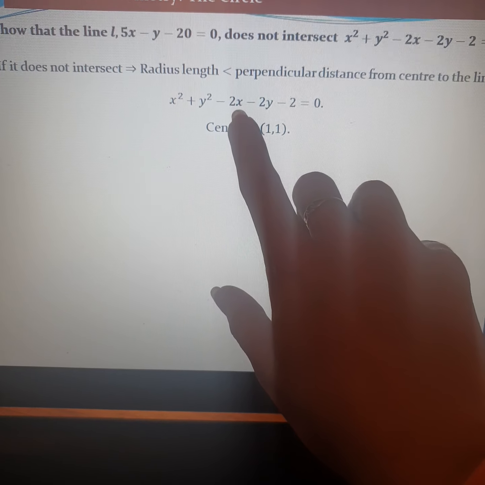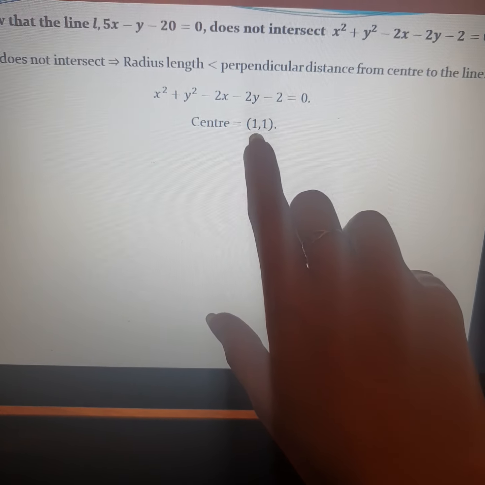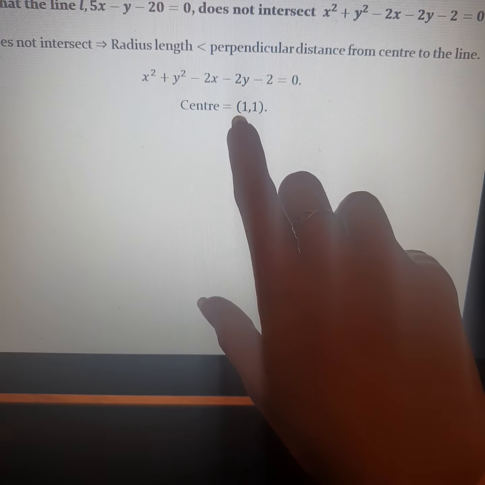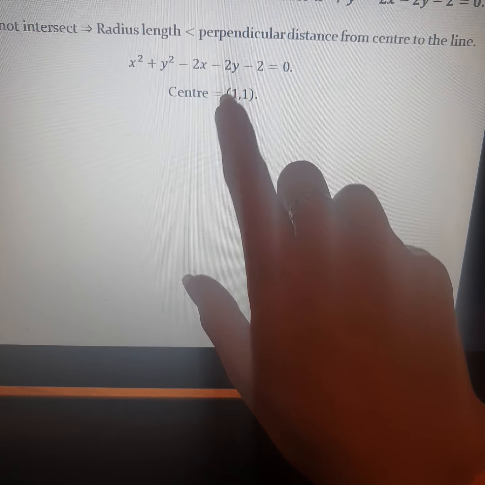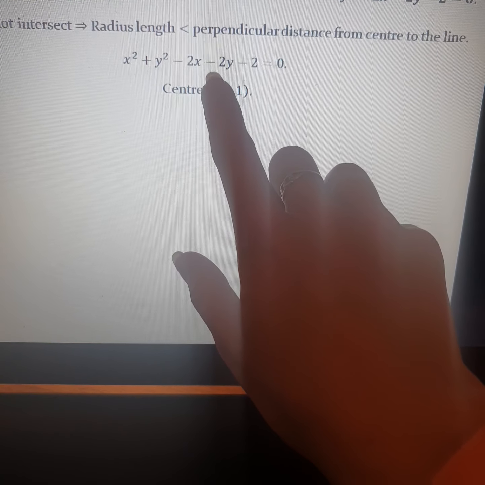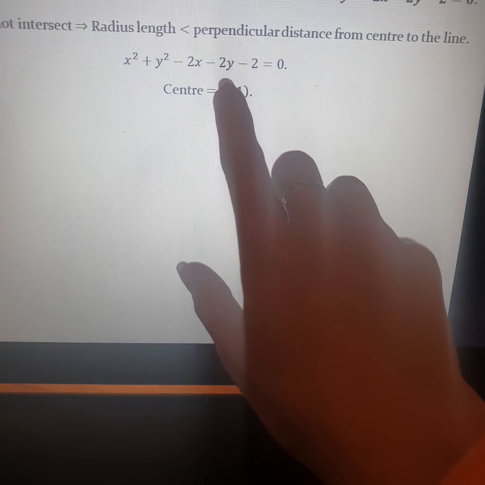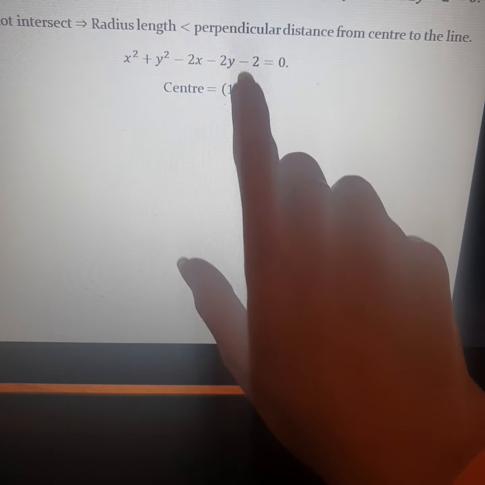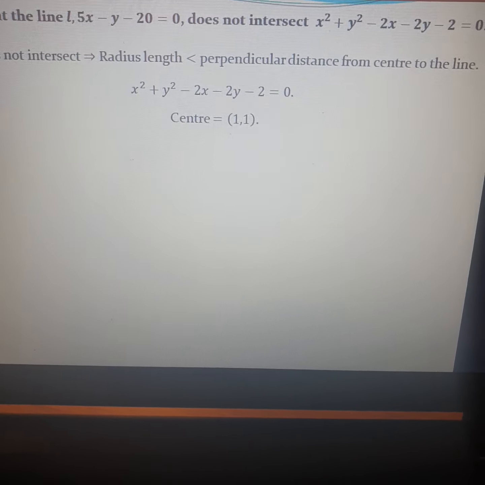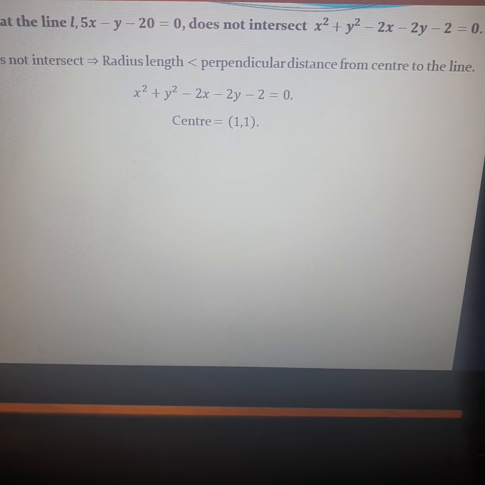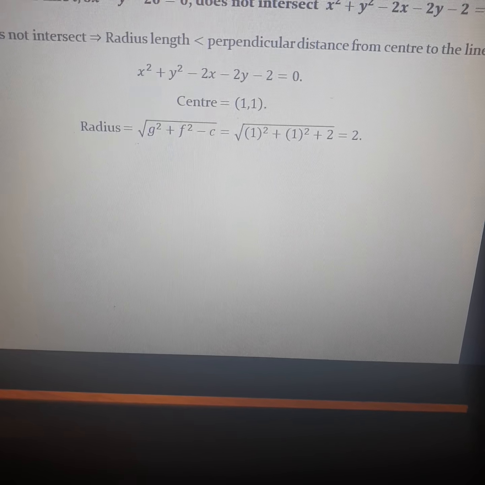2gx is equal to minus 2x. 2g is equal to minus 2. G is equal to minus 1. This is minus g. So that's going to be 2. Then we have 2fy is equal to minus 2y, 2f is equal to minus 2, so f then is equal to minus 1, and then this is minus, so minus g minus f, we'll have 1 then, and then we have c is equal to minus 2. So let's do our radius, fill in what we have.